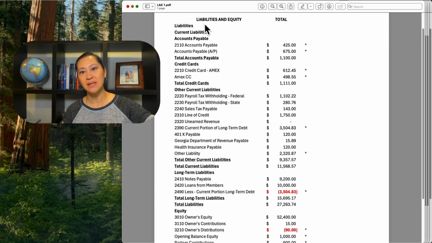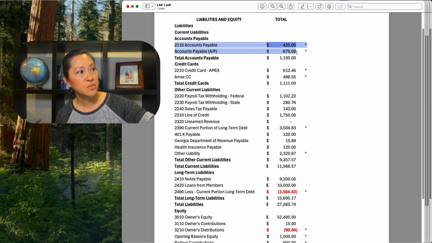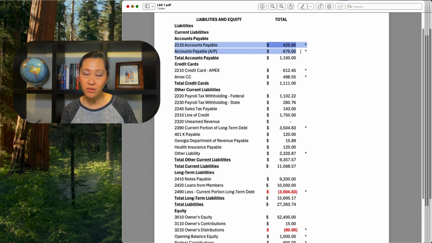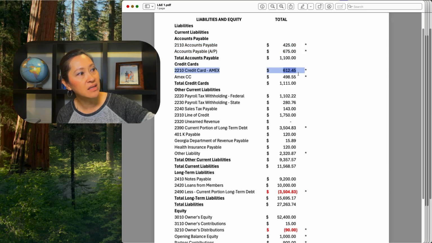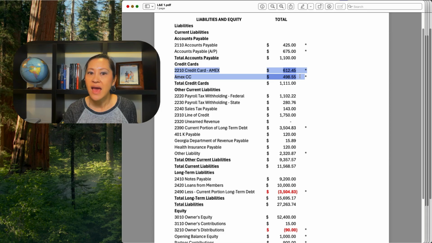Now let's move on to liabilities and equity and talk about some things to watch for on the balance sheet. The first thing I notice here is duplicate accounts. For example, we have 2110 accounts payable and accounts payable AP. We only need one accounts payable account, so I would recommend combining them. Similarly, I see Amex credit card listed twice. We need to investigate, is this actually two different cards, or was the same card accidentally set up as two accounts? Identifying duplicates ensures the liabilities section is accurate and avoids confusion when reconciling.